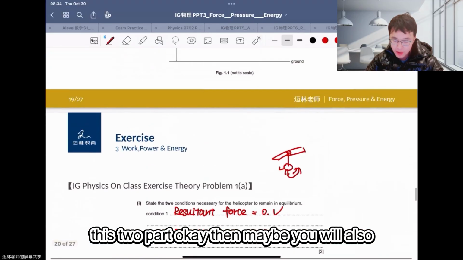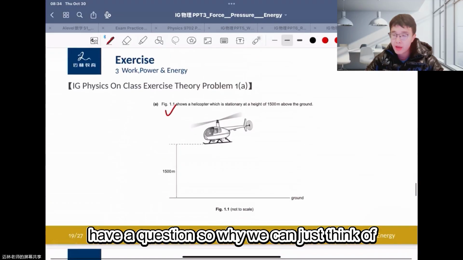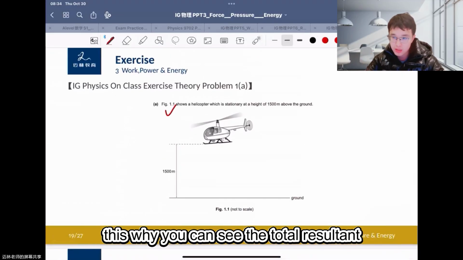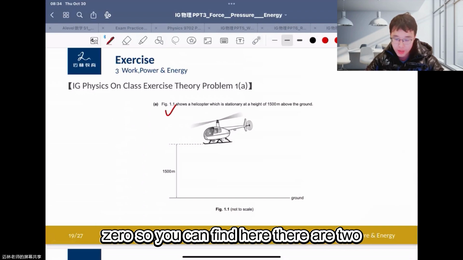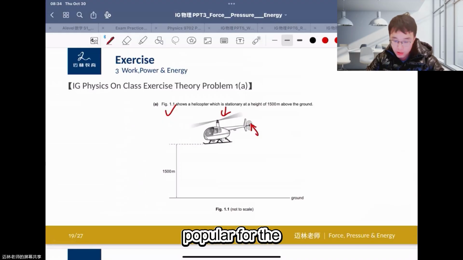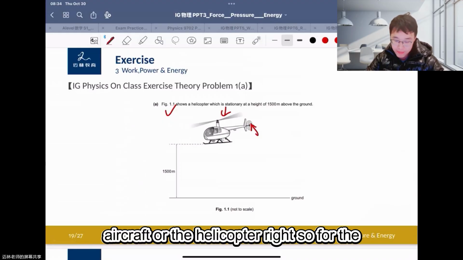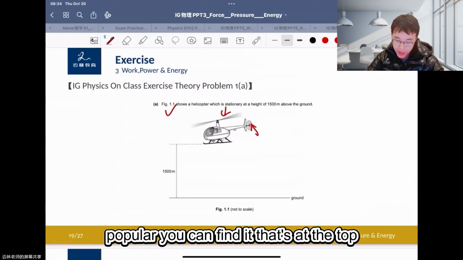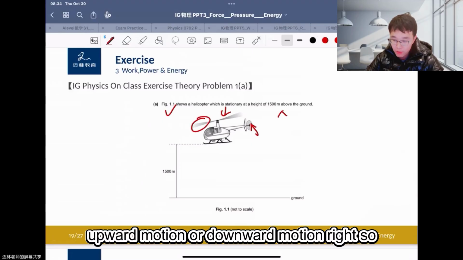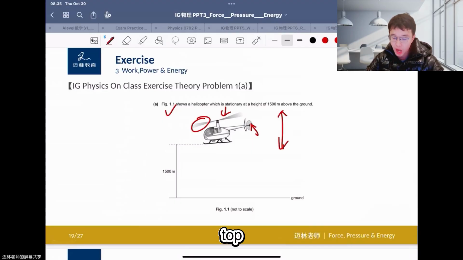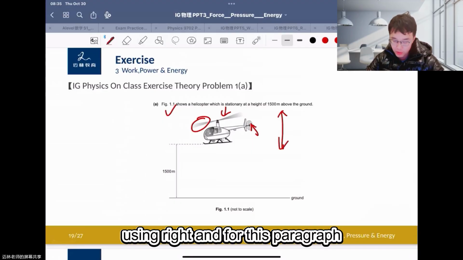Okay, then maybe you will also have a question. Why can we think of the total resultant force and total moment as equal to zero? You can find here there are two propellers for the aircraft or the helicopter, right? For the propeller at the top, this makes an upward motion or downward motion, right? So here is for the top propeller's usage, right?